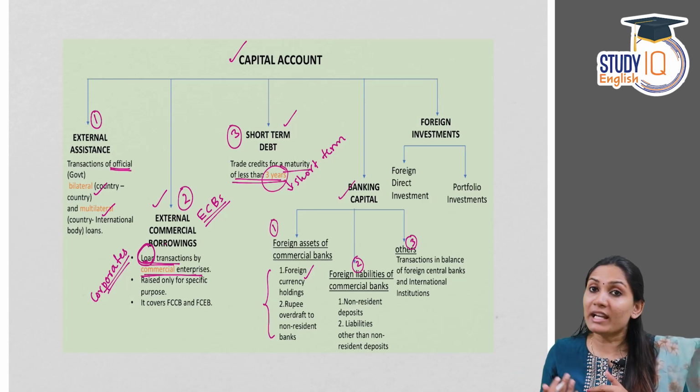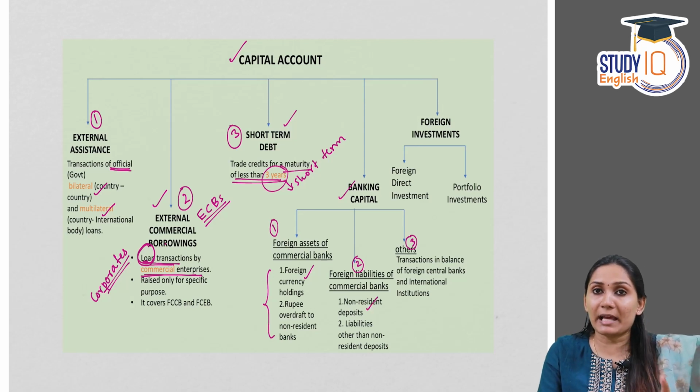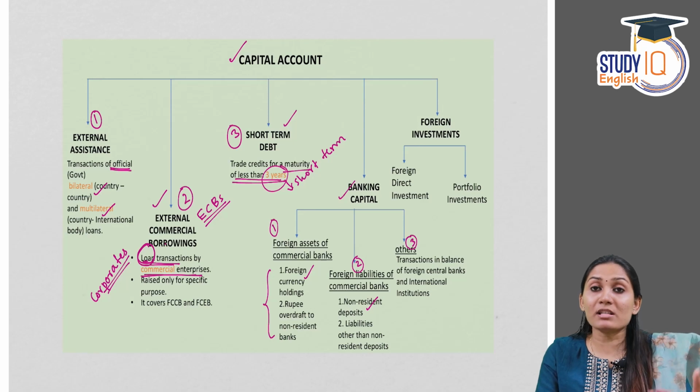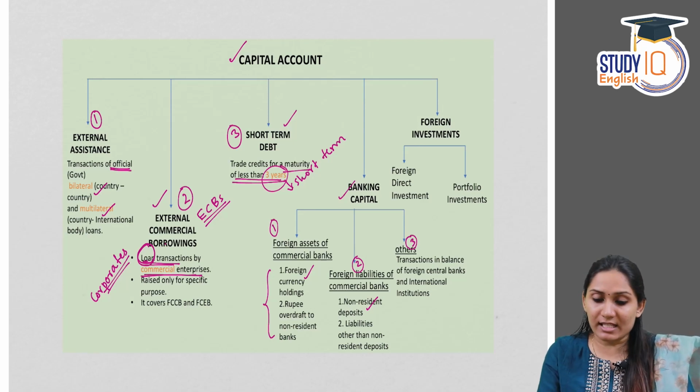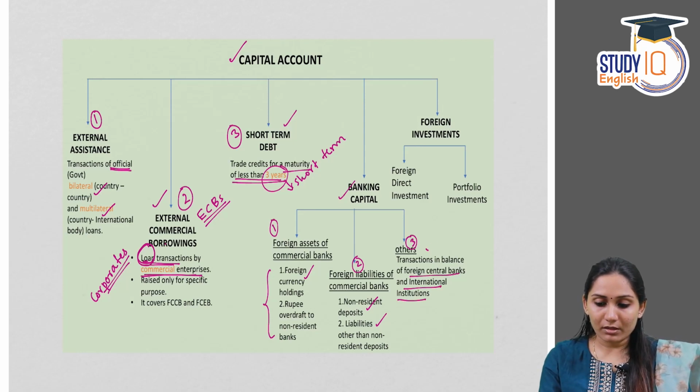Second is foreign liabilities of commercial banks. It includes NRI deposits, the deposits made by non-resident Indians. It's a liability. Then liabilities other than non-resident deposits are also a part of the foreign liabilities of commercial banks. Third is others, which includes the transactions in balance of foreign central banks and international institutions. So that is the third component.